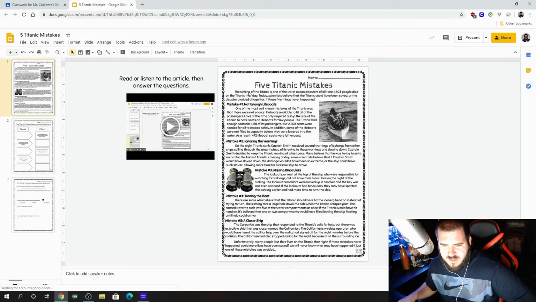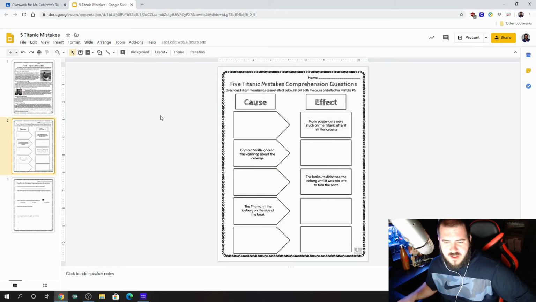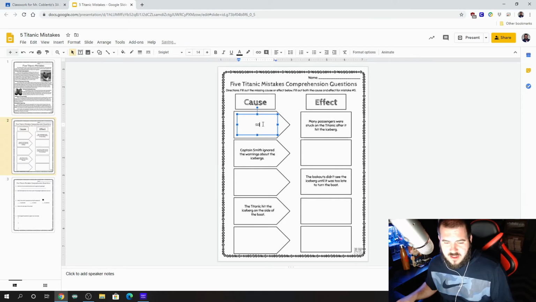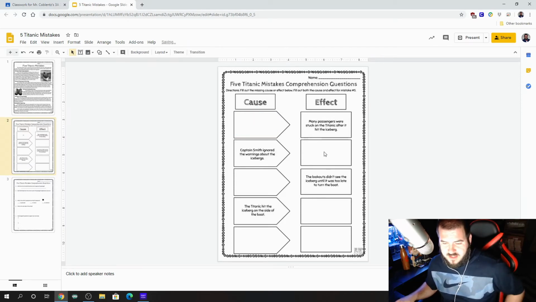So these are the 5 mistakes that they made with the Titanic. Listen to the story, or you can read it yourself. There's cause and effect from each mistake. So this first cause and effect is going to be from mistake 1. Second one's from mistake 2, 3, 4, and 5. So you go back in the story, figure out many passengers were stuck on the Titanic after it hit the iceberg. Why did that happen? What caused this effect to happen? Okay. So fill in your box, type in the cause or the effect.